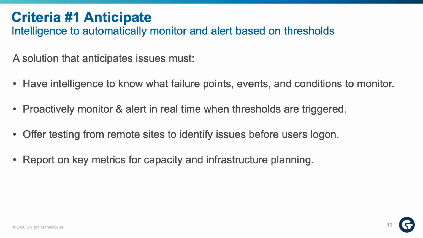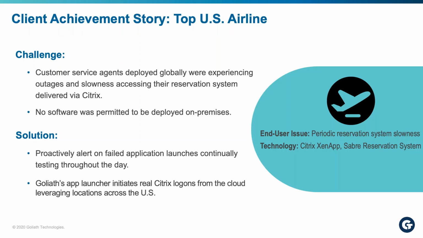And this is exactly some of the areas that we helped this next organization with. If you look at this organization, we worked with a top US airline, and they came to us because they were experiencing very poor performance and even outages for their reservation system, which was called Sabre, that was delivered via Citrix. And their challenge was their service agents were global, and they were coming to IT reporting issues, and IT didn't even know that these issues existed. And in fact, a lot of them were being surfaced because there were issues in Citrix, and Citrix was unavailable. The other key caveat here is they could not deploy any technology on premises.